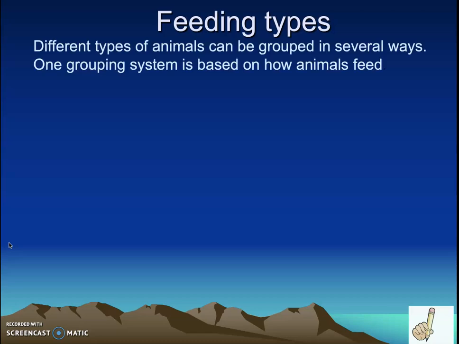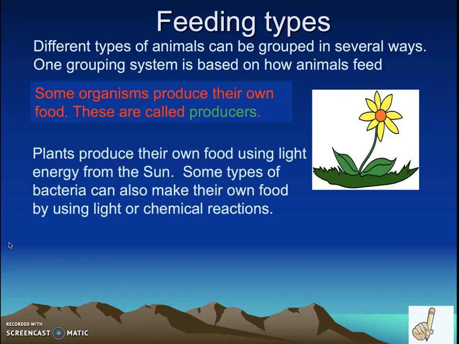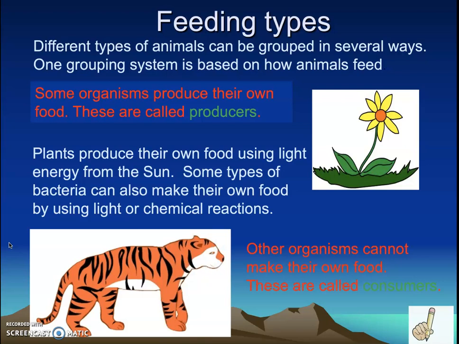So different types of animals can be grouped in several ways. One grouping system is based on how the animals feed. Some organisms produce their own food, and these are called producers. Plants produce their own food, as we know, using the light energy from the sun. Some types of bacteria can also make their own food by using light or chemical reactions. Very clever. Other organisms cannot make their own food, and these are called consumers.